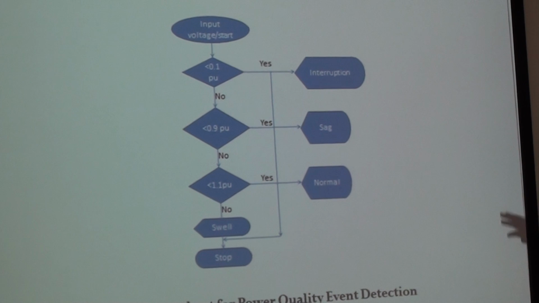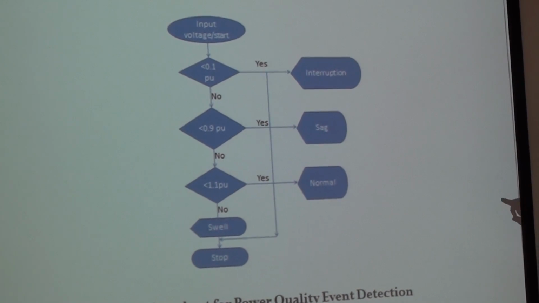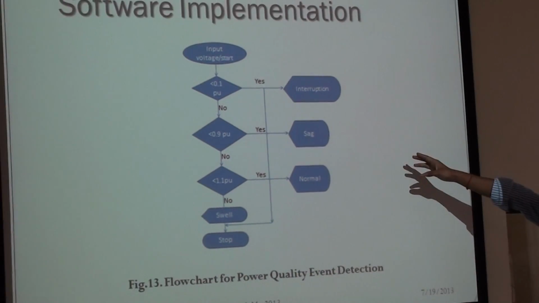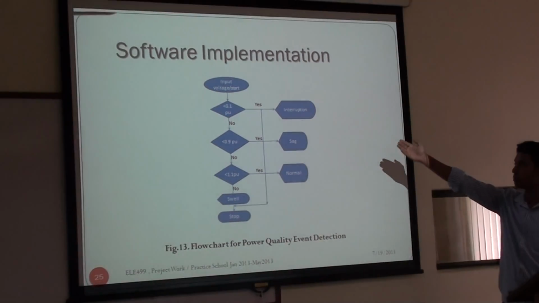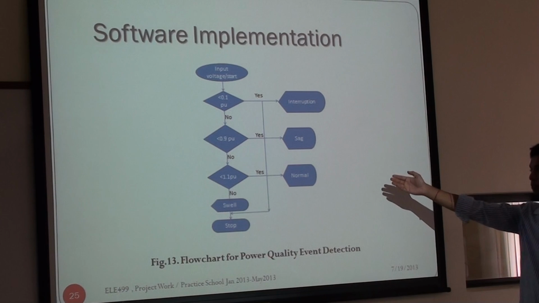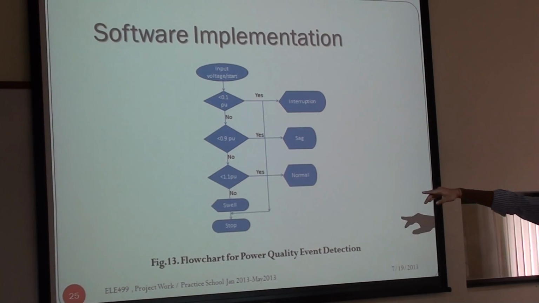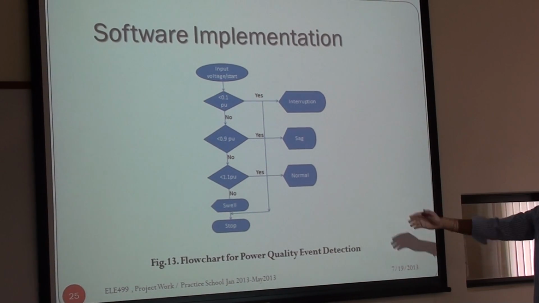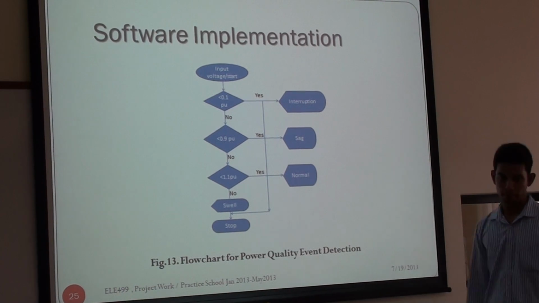As we can see, if the voltage is less than 0.1 pu, it is an interruption. If it is greater than 0.1 and less than 0.9 pu, it is a sag. If it is greater than 0.9 and less than 1.1 pu, it is normal. If it is more than 1.1, it is a swell.